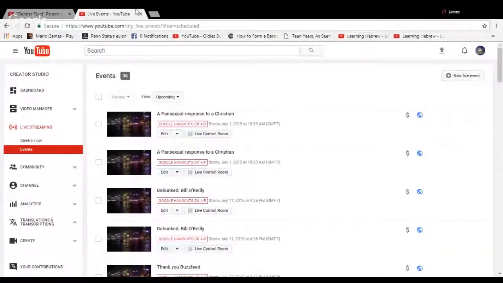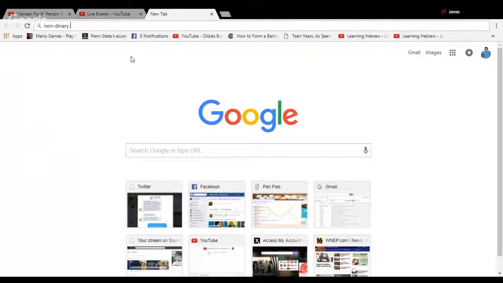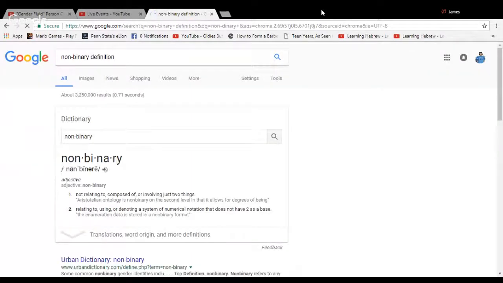Now, let's do a dictionary search of what non-binary is. I mean, people that use logic in general know what non-binary is, but some of these people don't. But let's look up the non-binary definition. Not relating to, composed of, or involving just two things, and relating to, using, or denoting a system of numerical notations that does not have two as a base.